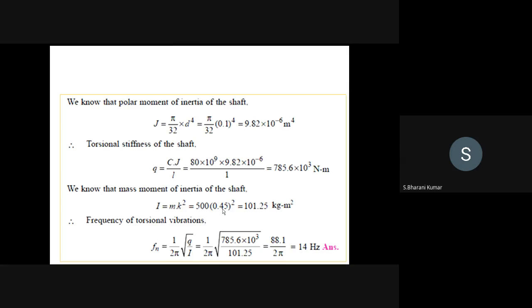Next is the frequency of torsional vibration. The formula is f equals 1 by 2 pi square root of Q by I. Put in the Q value we just found, 785.6 into 10 power 3, and I equals m k square, that is 101.25 kg meter square. Putting both values in, we get 14 Hertz. The frequency of torsional vibration is 14 Hertz. Just go through the question once again.